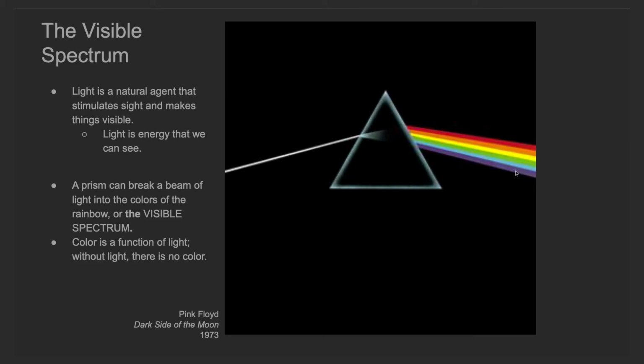These are all the colors in the rainbow, all the colors that we can see. These colors are considered the visible spectrum. We see color because there is light. Without light, there is no color.